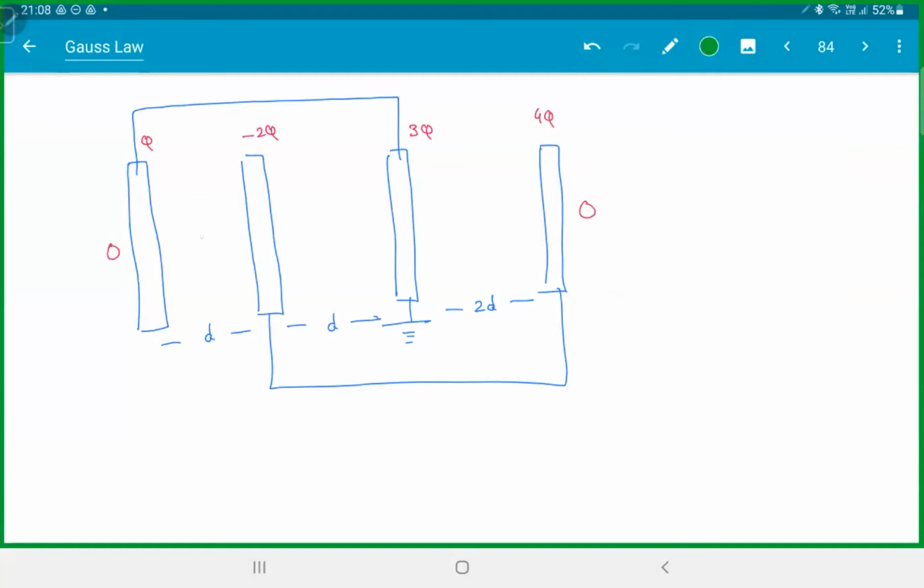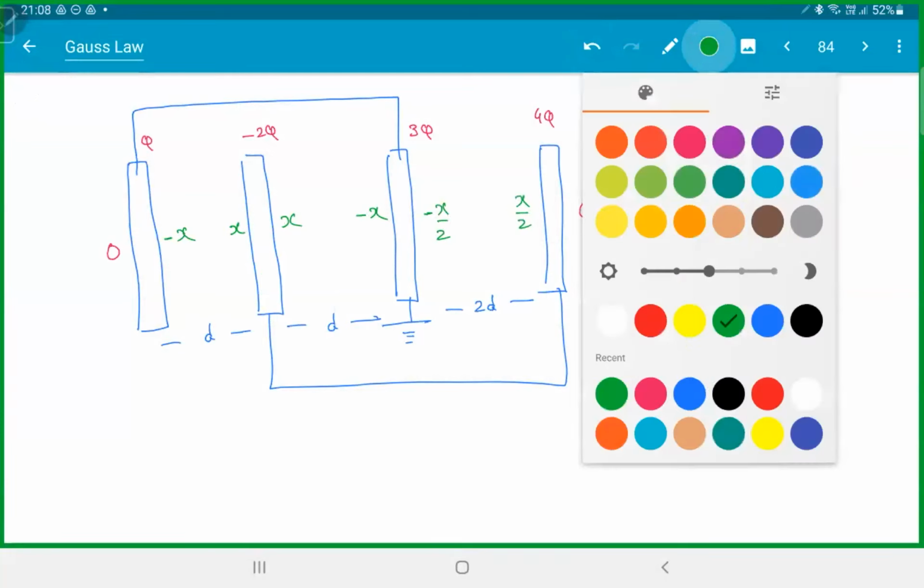Then, if I call this guy x, this also will be x. X into d, x into d. This should be minus x. This should be minus x. This is minus x by 2. This is x by 2. This is all same. There is no doubt. Only one change was there, outside was 0.